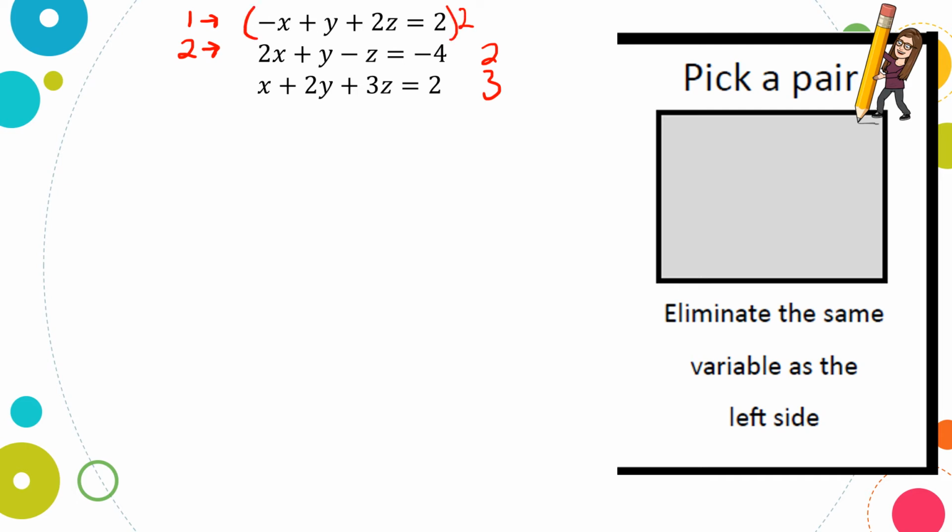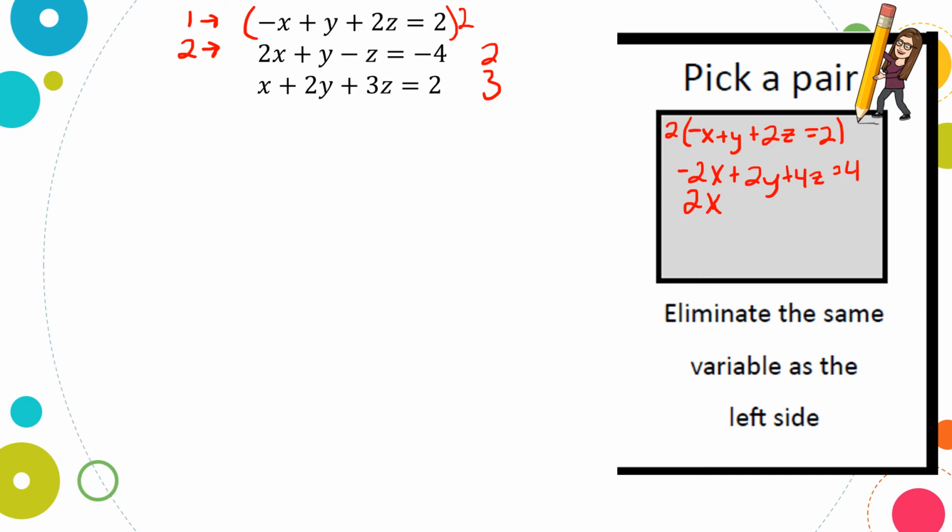So on the other side, I'm going to show that. I'm going to take 2 times the first equation, and I'm going to take care of that distribution right away. So I'm going to have negative 2x plus 2y plus 4z equals 4. And then I'm going to write that second equation right below it.